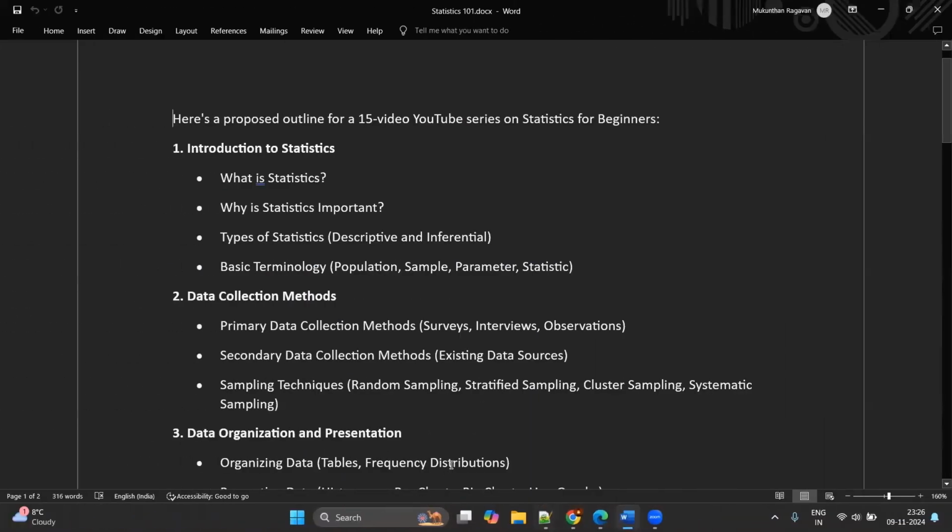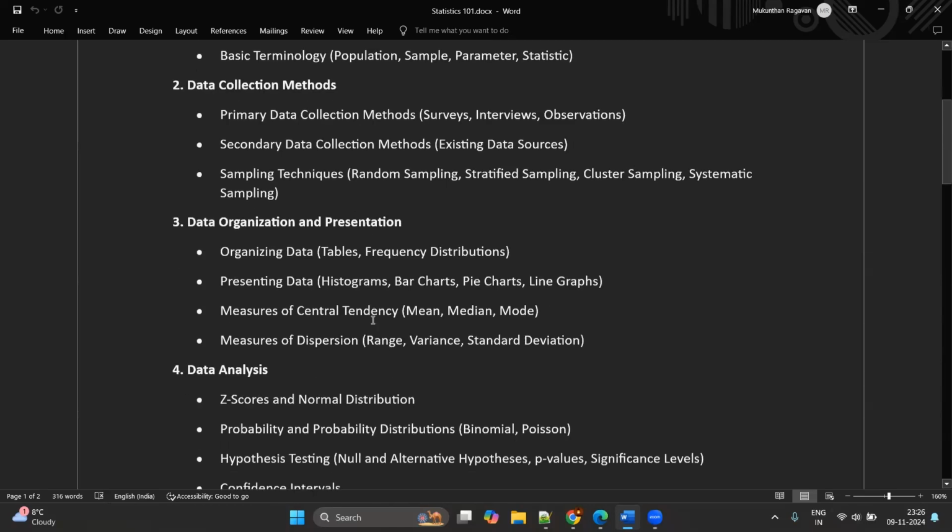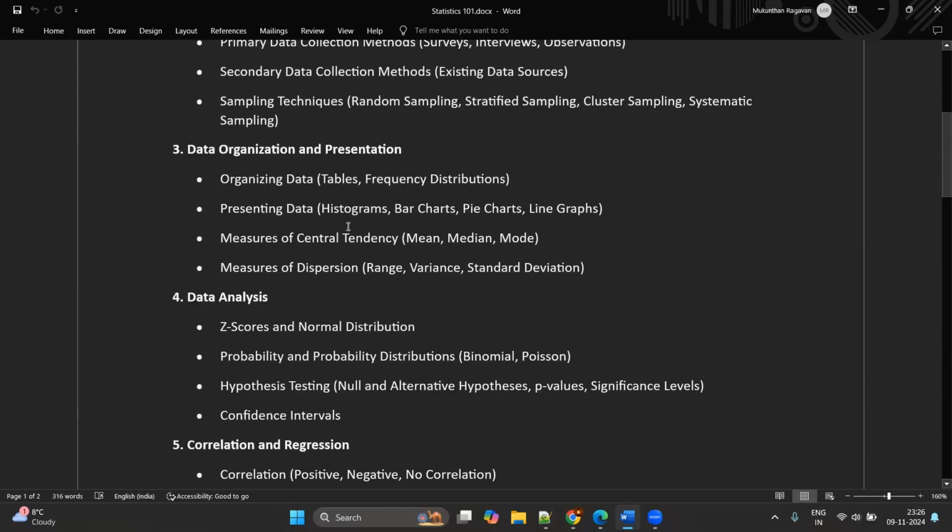What is the roadmap for this series? As you saw here, we have seen what statistics is, its importance, types, and basic terminology. In coming videos, we will be seeing data collection methods. What are the different ways people collect data? What are the secondary data collection methods, and sampling techniques, data organization and presentation. In that, you will see how we organize the data and how we present the data. Sometimes it's not possible to see lakhs of data as a table, so what are the different data diagrams we will have? And what is central tendency, what is dispersion, range, and so on.